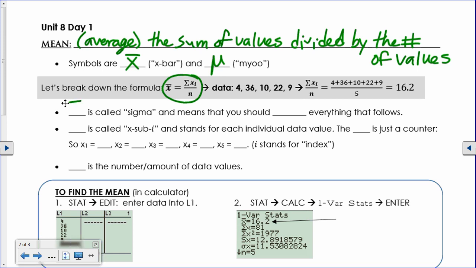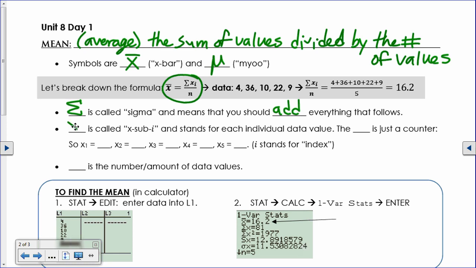Alright, so this little guy that we just talked about, the sigma symbol, it's called sigma. It means that you should add everything that follows. That sigma is going to come back when we get to Unit 9. So you don't want to forget the sigma. So we're going to be using it in depth in Unit 9.